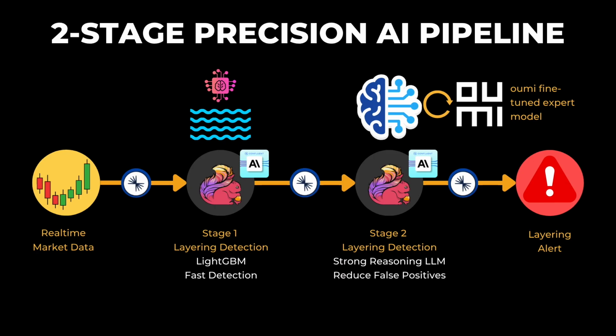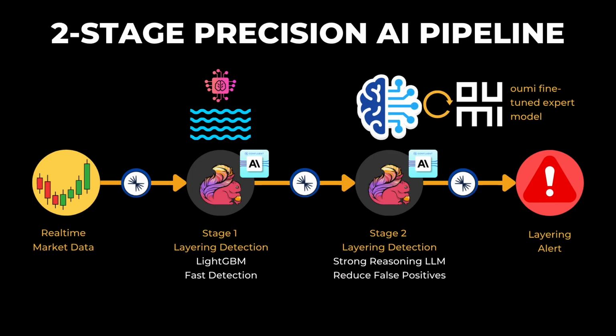Those candidates then move into Stage 2, where we apply a stronger reasoning model to analyze the behavior in more context and determine whether the activity is truly malicious layering or simply normal market behavior. This second stage is critical for reducing false positives. Rather than relying on a costly, general-purpose public model, we can use an Oumi AI trained and fine-tuned expert model to improve both efficiency and effectiveness.